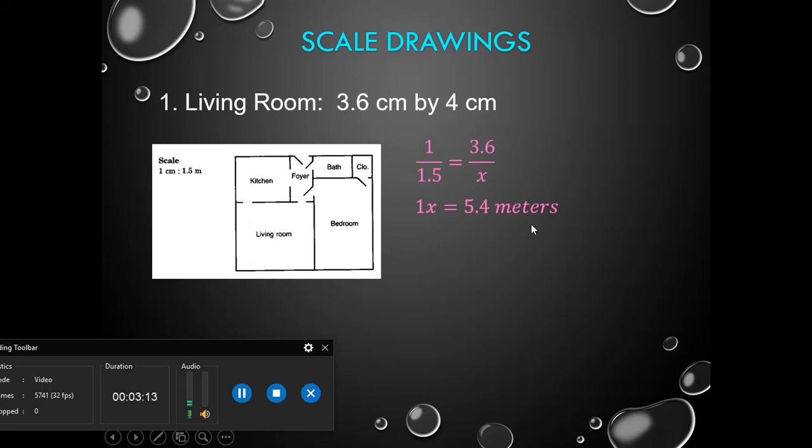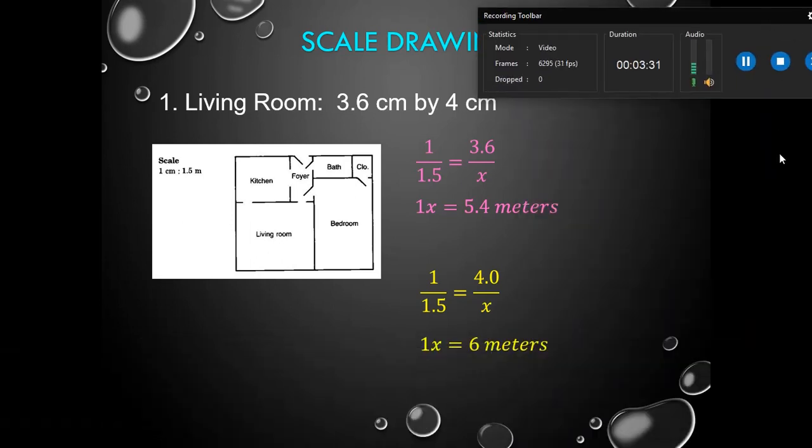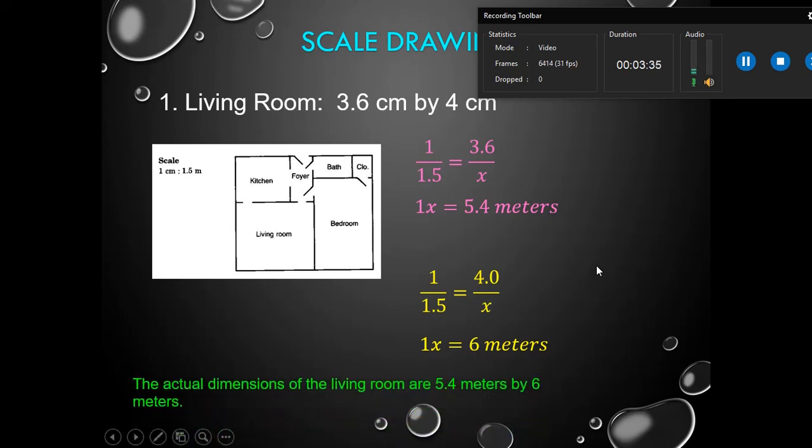We also need to convert the 4 centimeters. So I'm going to set up another proportion. Again, the scale factor is on the left. Centimeters of 4 goes on the top for my scale drawing. And again, I'm cross multiplying. So 1x will equal 6 meters. So for this particular room, the living room, the actual dimensions are 5.4 by 6 meters in length.